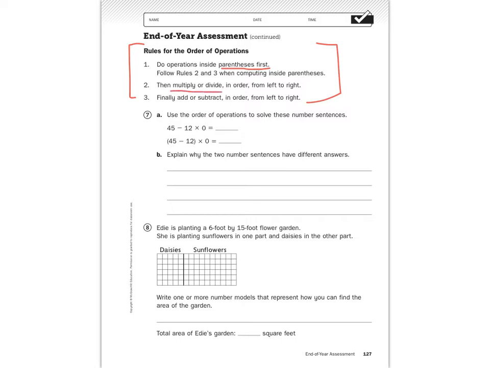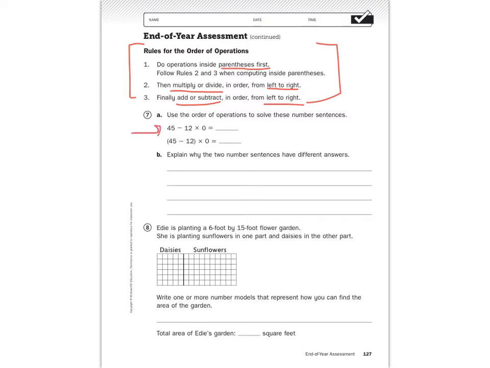Always multiply or divide in order from left to right before we do any addition or subtraction. After you do all the multiplication and division, then you go ahead and add or subtract in order from left to right. So it doesn't matter which one comes first, addition or subtraction, we go in order from left to right. So number 7, letter A, you use the order of operations to solve these number sentences.